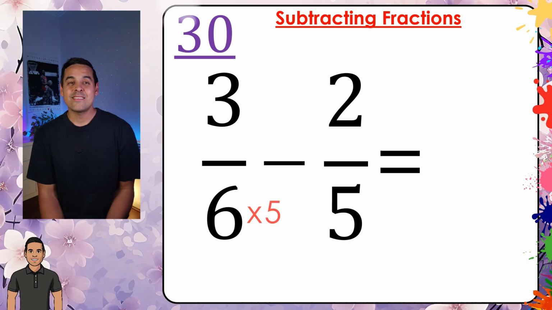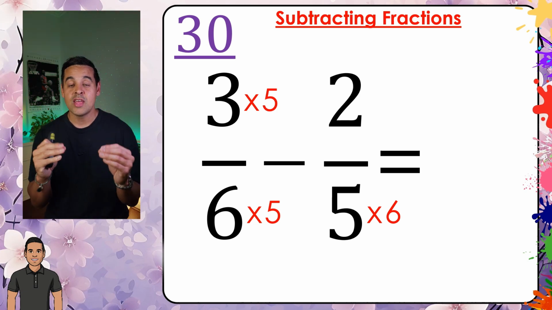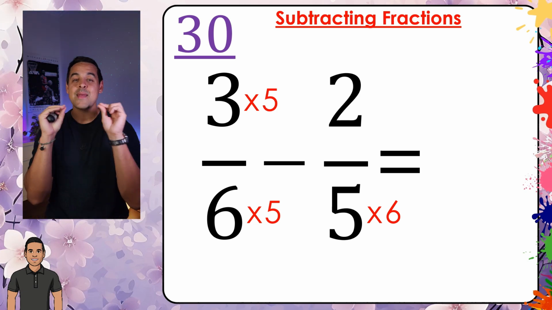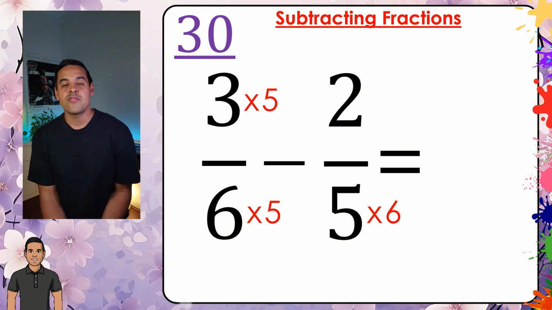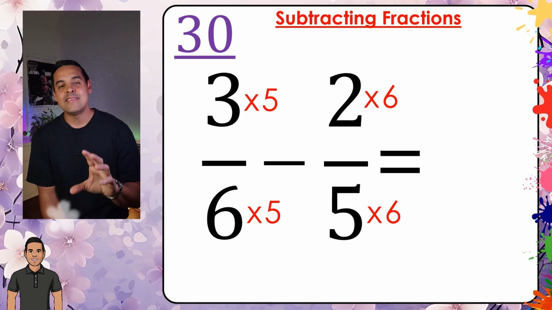But like I said, always double check, especially with smaller numbers. So 6 times 5 is going to be 30. 5 times 6 is going to be 30. Remember, whatever you do to that fraction's denominator, you need to do the same thing to the numerator. 3 times 5 is going to be 15, but we're going to work that out later. And 2 times 6 is going to be 12.